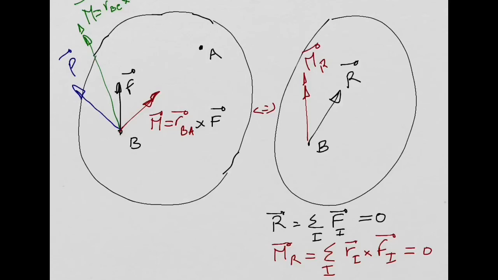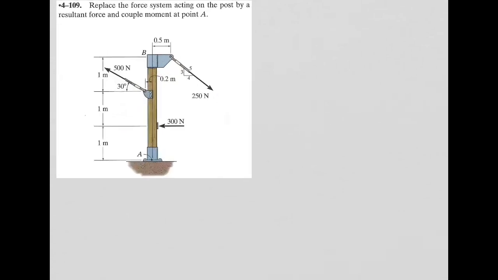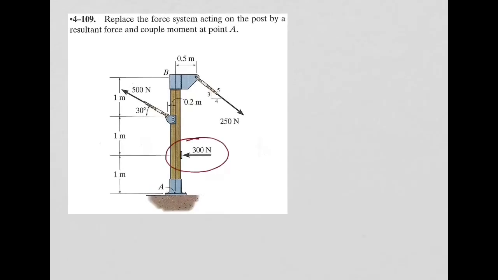I'm going to stop this one and start a new one. In this example, you have this structure or column here. You have basically three force vectors applied at three different points. You have this 300 newton horizontal force applied at this point. You have this 500 newton force in this cable that is applied at that point there. And you have another force here. So you have a 3D rigid body with three different forces applied at three different points.